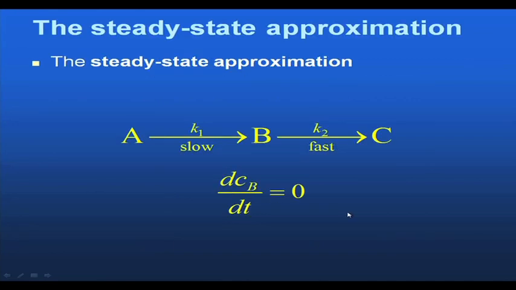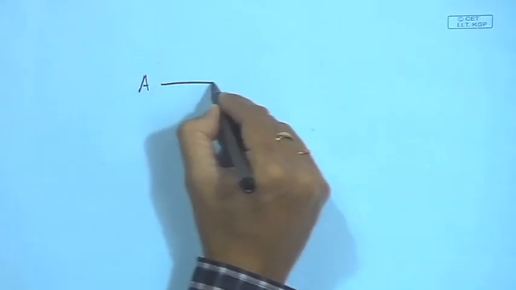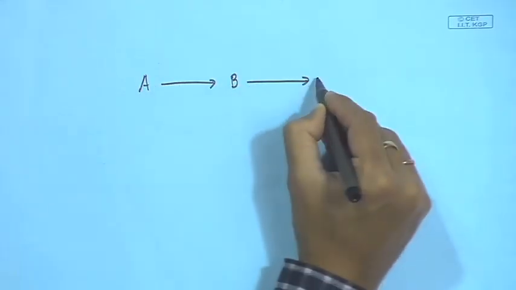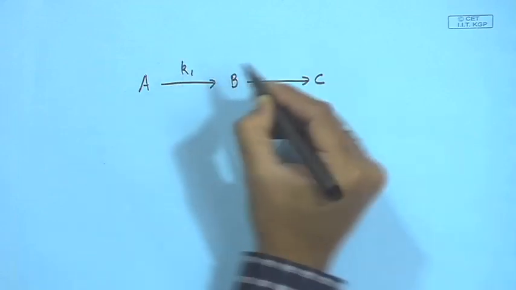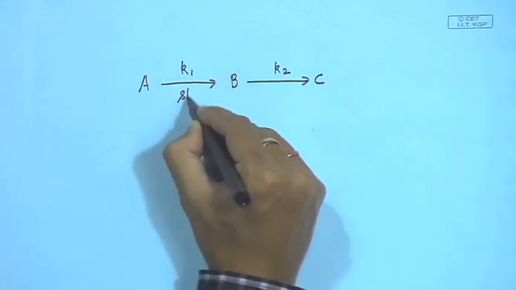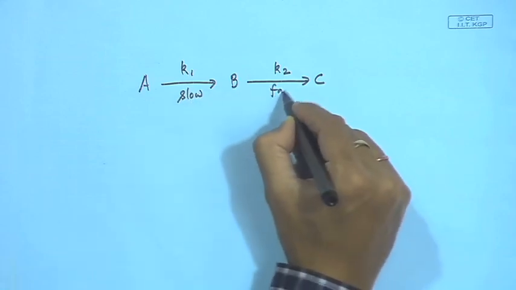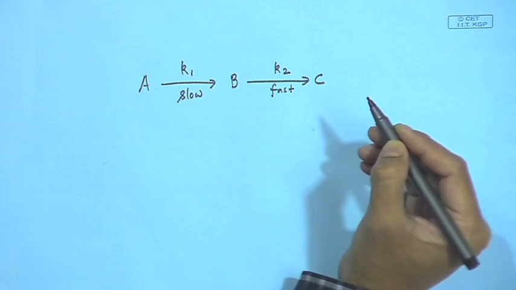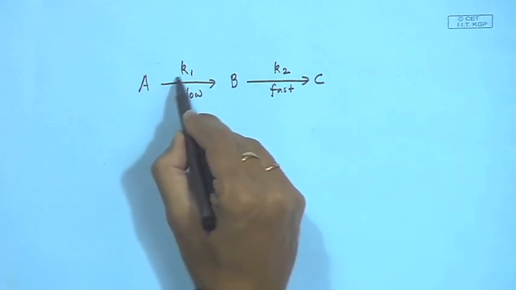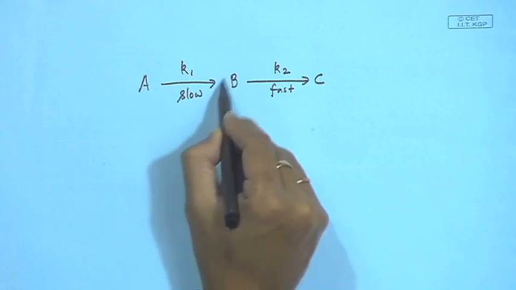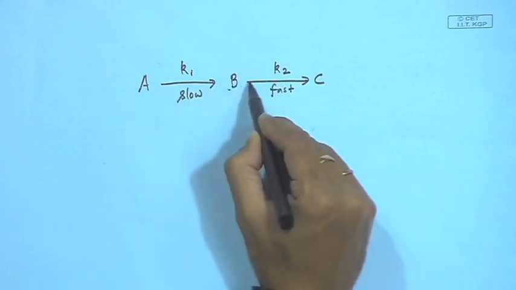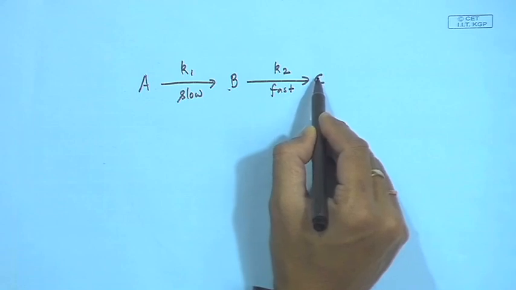Next, we will move on to the steady state approximation. What is meant by steady state approximation? Again consider a 2-step process, A to B to C, of which this is k1, this is k2, this is slow, the RDS, and this is fast. That means B is produced from this at a slower rate, and then it is depleted to give rise to C.